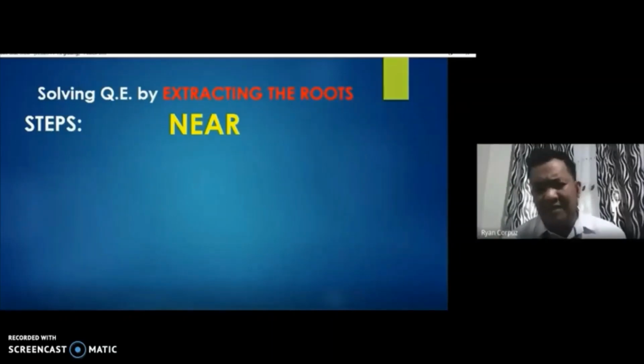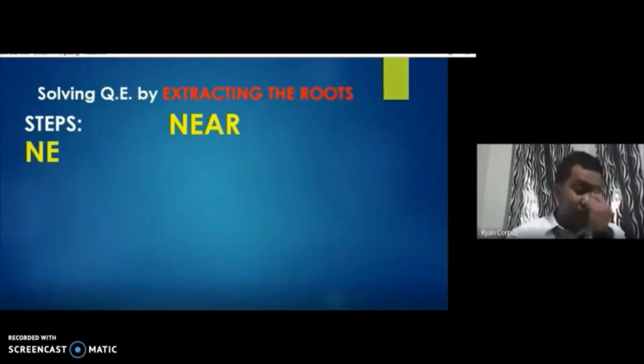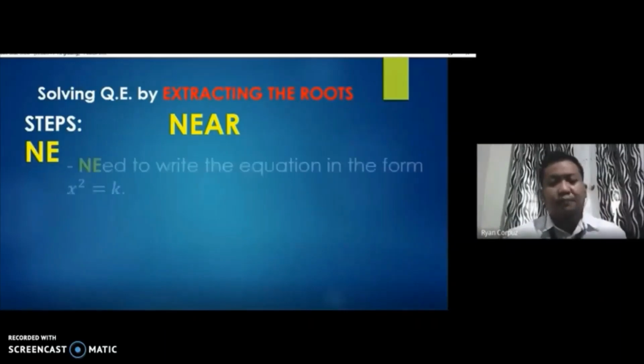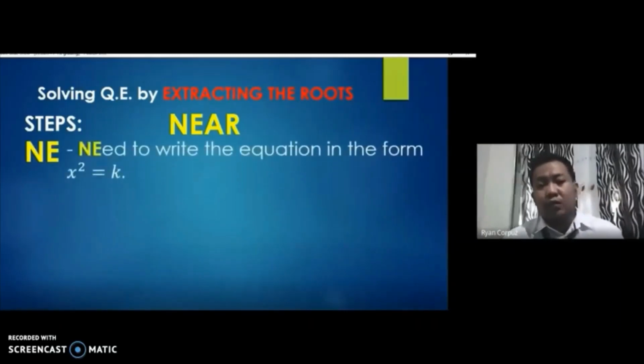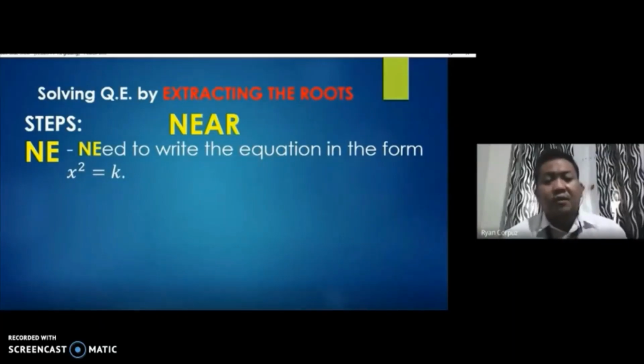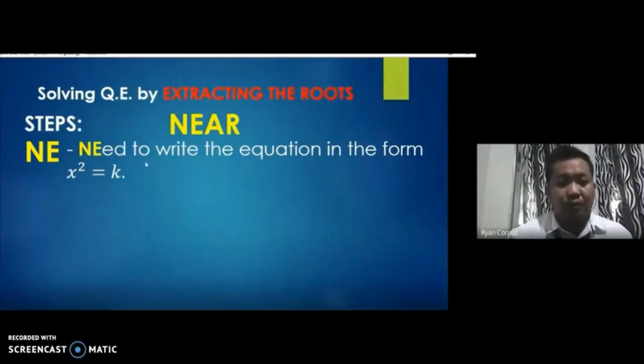What is the NEAR that we are talking about? The first step is N-E. NE stands for: need to write the equation in the form x squared is equal to k. So, if you are going to solve the quadratic equation by extracting the roots, the first thing you are going to do is to write the equation in this form, x squared is equal to k.